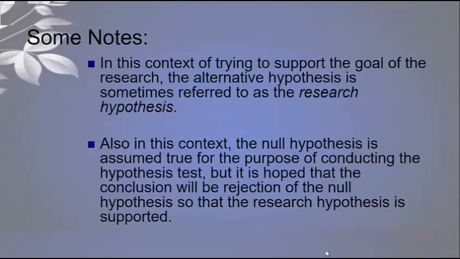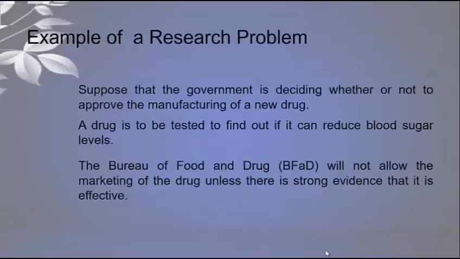In this context of trying to support the goal of the research, the alternative hypothesis is sometimes referred to as the research hypothesis. Also, in this context, the null hypothesis is assumed true for the purpose of conducting the hypothesis test, but it is hoped that the conclusion will be rejection of the null hypothesis so that the research hypothesis is supported. Example of a research problem.